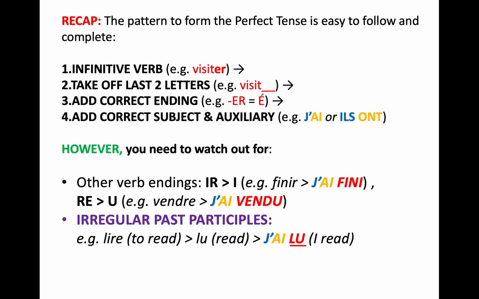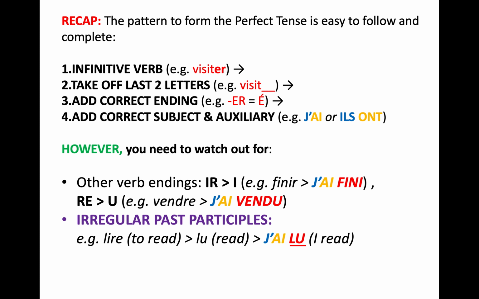If you haven't got three elements, you know that there's a mistake somewhere. However, you do need to watch out for a few things. Firstly, what if the verb ends with a different spelling to ER? So if it was an IR verb, like finir. When you take off the IR, you can't just put an E with an accent on the end. It's an I. So j'ai fini, I finished. And with RE verbs, you can't add an E with an accent, you can't add an I. It's a U that needs to be added on. So vendre, to sell, becomes j'ai vendu, I sold.